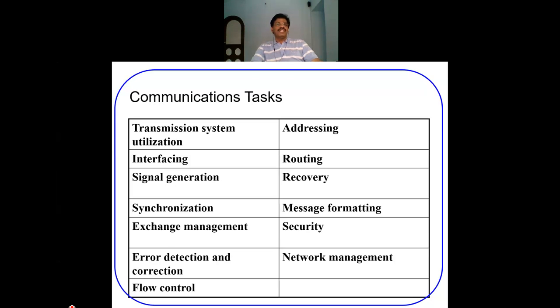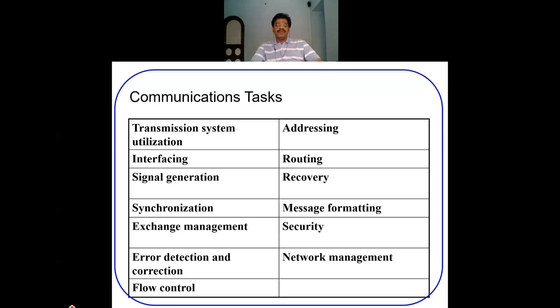Whenever communication tasks are to be considered, there is signal generation and synchronization. Now, all these parameters, signal generation, synchronization, exchange management, error detection and correction, are entirely the tasks that define the quality of service associated with the digital communication system. The properties associated with the digital communication system help us in properly maintaining the communication tasks for the data networks.